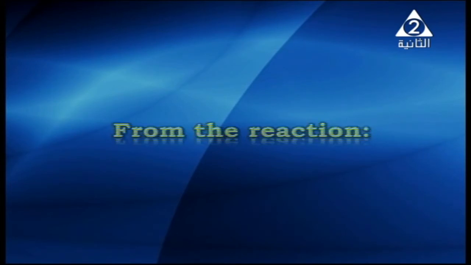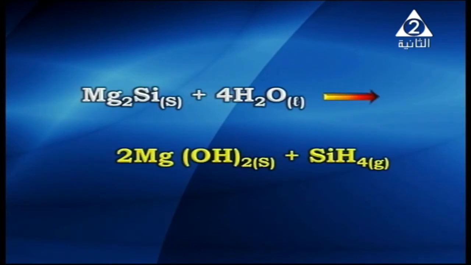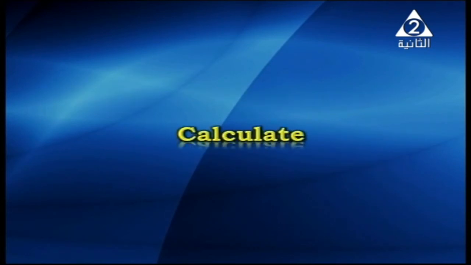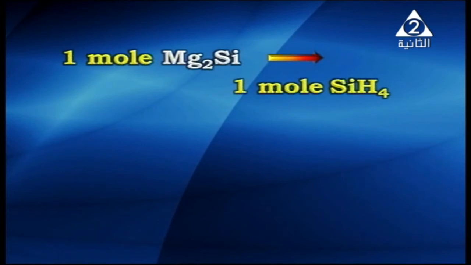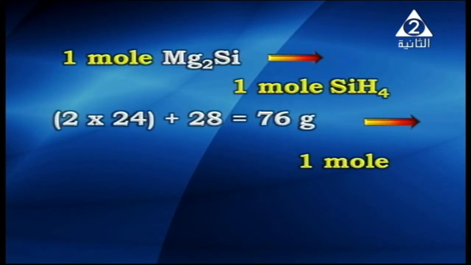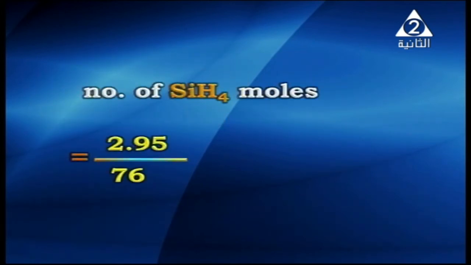Next type of question. From the reaction Mg2Si plus 4H2O gives 2Mg(OH)2 plus SiH4, calculate the number of SiH4 moles produced from the reaction between 2.95 gram of Mg2Si with water. Solution: as the reaction equation, 1 mole of Mg2Si gives 1 mole of SiH4. So 2 times 24 plus 28 equals 76 gram gives 1 mole. So 2.95 gram gives X mole. So the number of SiH4 moles equals 2.95 over 76 equals 0.039 mole.